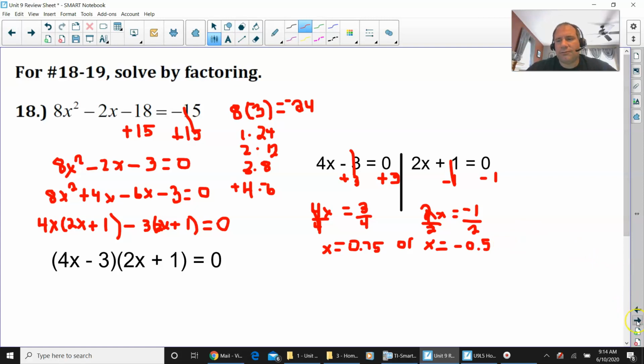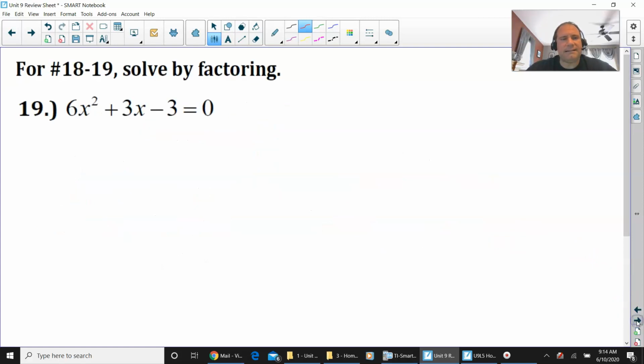Go on to number 19. It is the same, taking the same steps, remember? It is equal to 0 at this point.